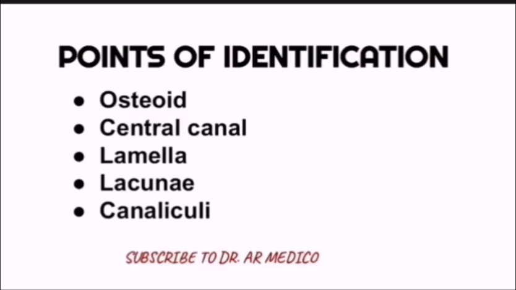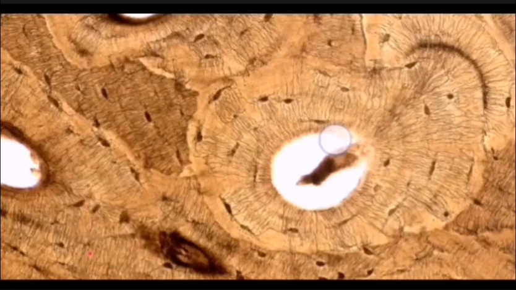And the last point is that we have canaliculi, right? You can see in this picture the radiating darker lines which connect the central canal to the osteocytes in the lacunae, and the lacunae with each other throughout. These supply the nutrition to these cells from the central canal and take away the waste, right?